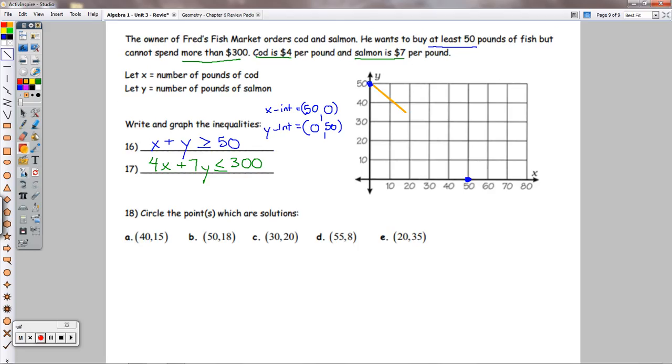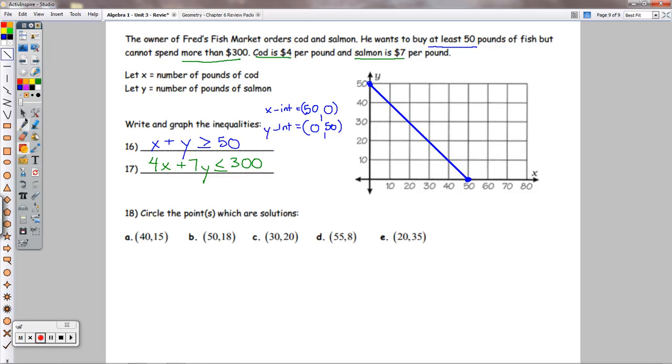And once again, we're not going to have any negative x values or negative y values. You're not going to have a negative cost or a negative pounds of salmon or cod that you're buying. So we're going to keep everything in this first quadrant here.